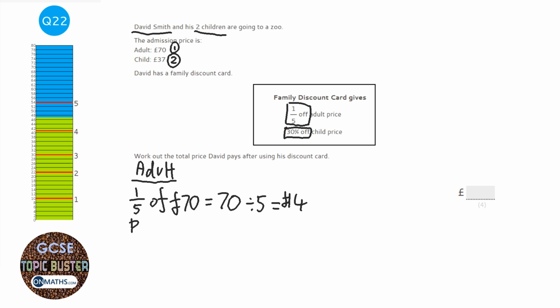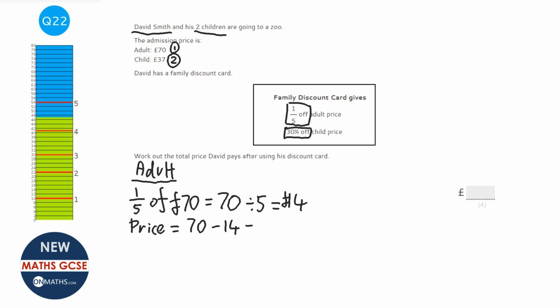So therefore the price will be the £70 take away the £14. So 70 take away 10 is 60, take away 4 is 56. So he's going to pay £56 himself. Let's do the child price.